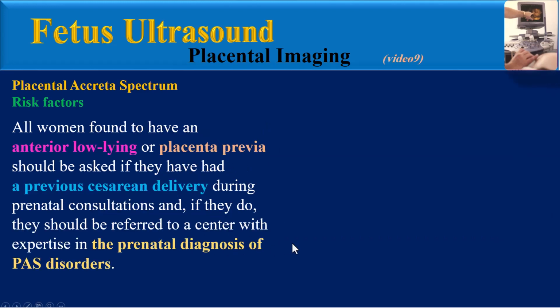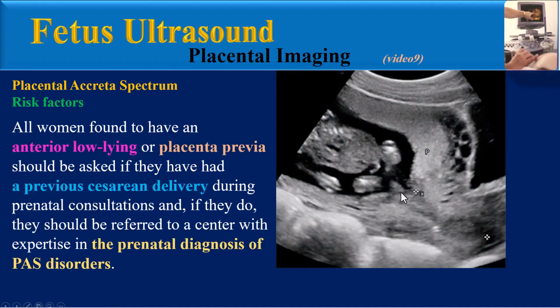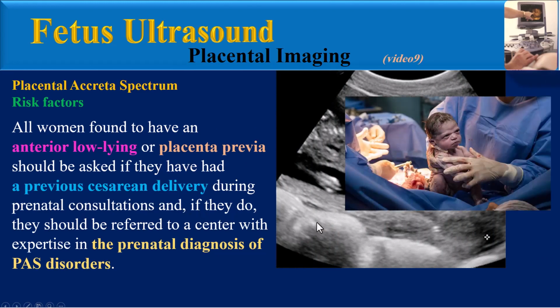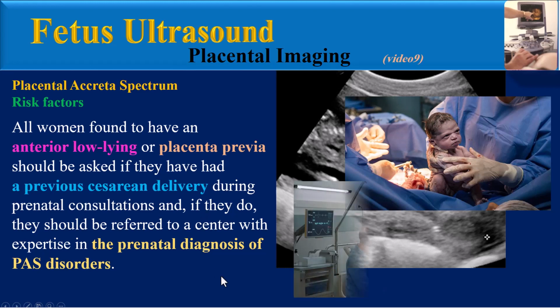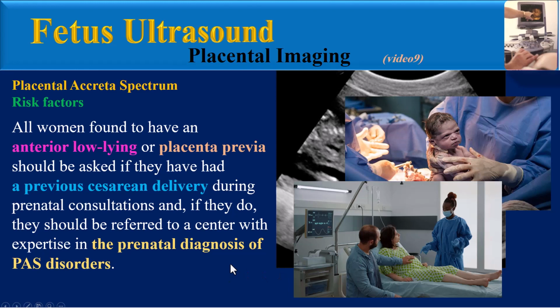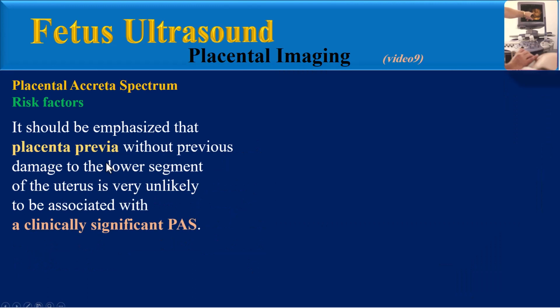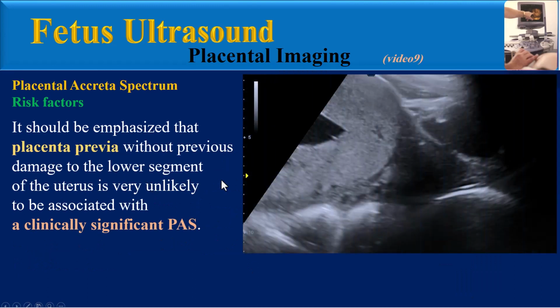All women found to have anterior low-lying placenta or placenta previa should be asked if they have had a prior cesarean delivery during prenatal consultation, and if they do, they should be referred to a center with expertise in the prenatal diagnosis of placenta accreta disorders. It should be emphasized that placenta previa without previous damage to the lower segment of the uterus is very unlikely to be associated with a clinically significant placenta accreta.